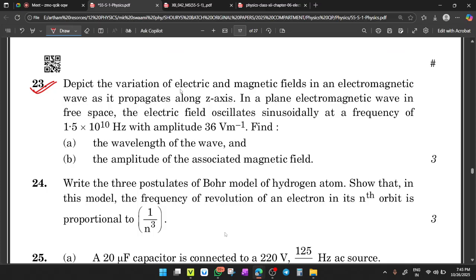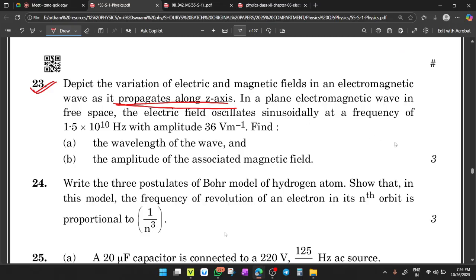First question: depict the variation of electric and magnetic field in an electromagnetic wave as it propagates along the z-axis. Remember, the direction of propagation is given here, and it is the z-axis. This is for a plane electromagnetic wave. So this is the first question.